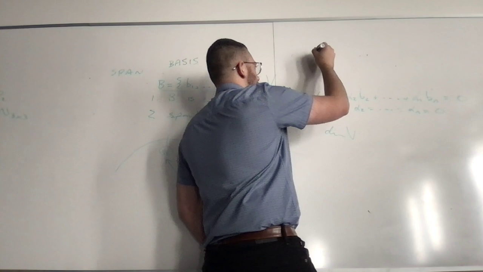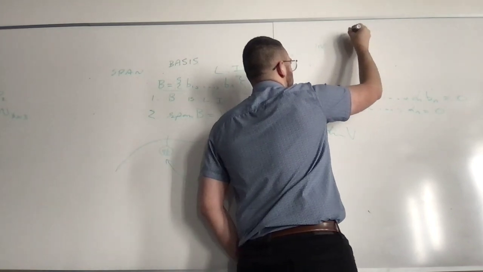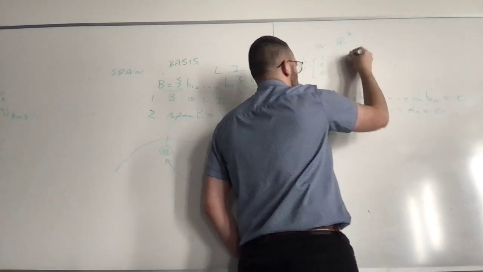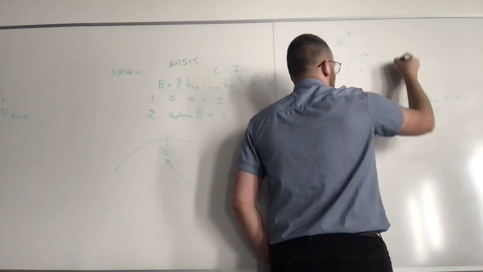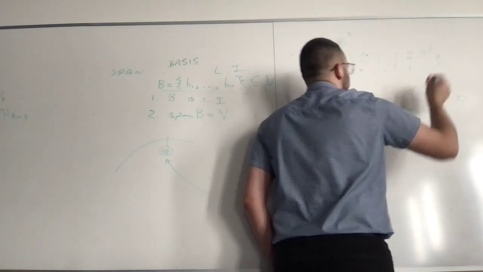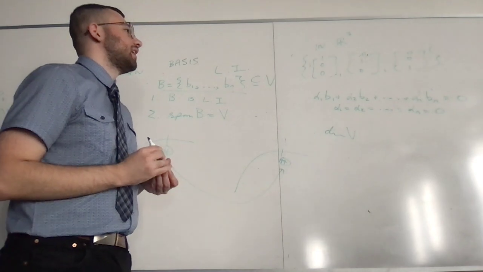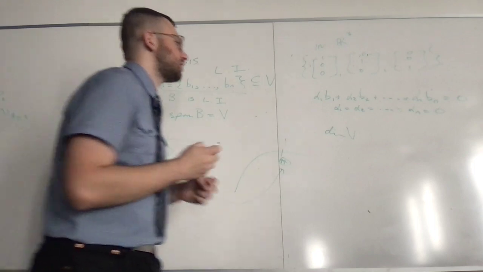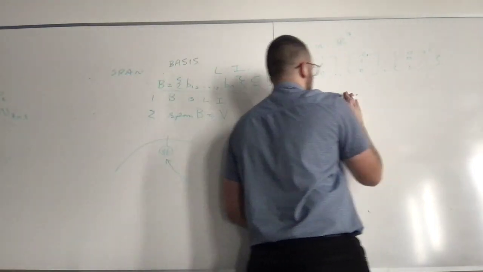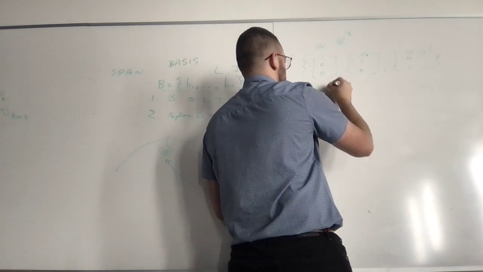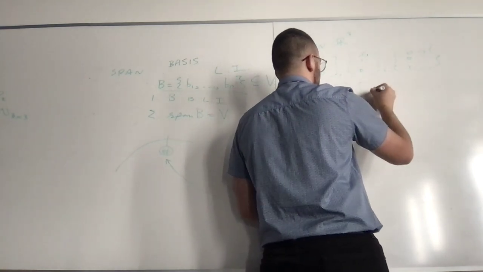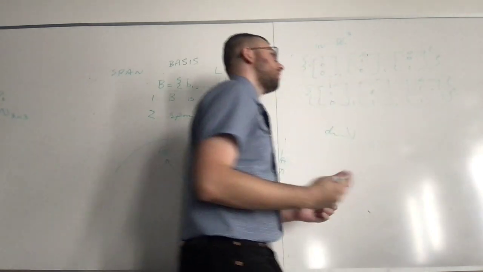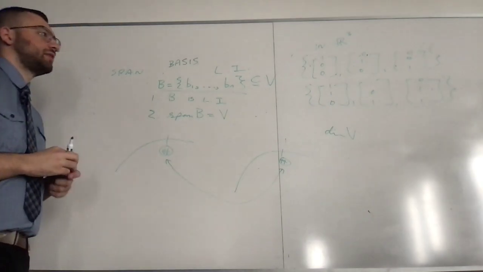As an example, in R3, this set is a basis: (1, 0, 0), (0, 1, 0), and (0, 0, 1). That's your standard basis, right? Because that's the easy option. But there are other options you could pick. You could also pick a basis that looks like this: (1, 1, 0), (1, 0, 1), (0, 1, 1). That's also a basis, and there are infinitely many other bases.